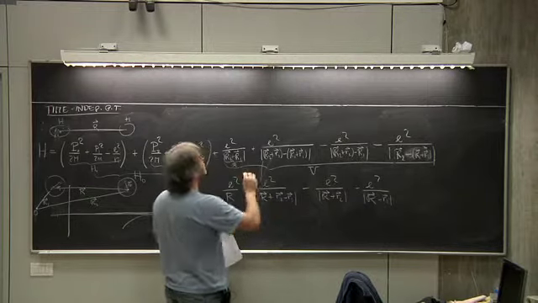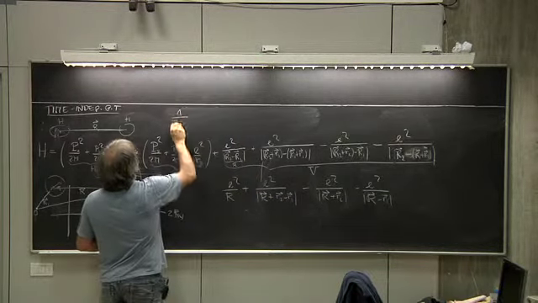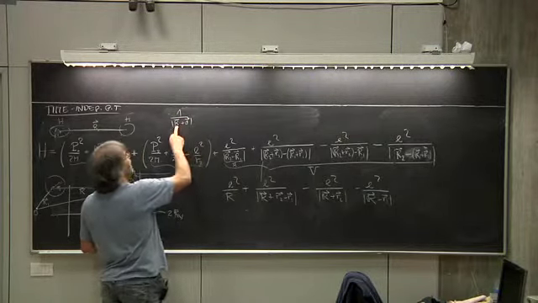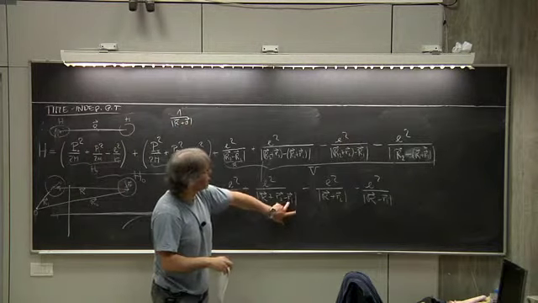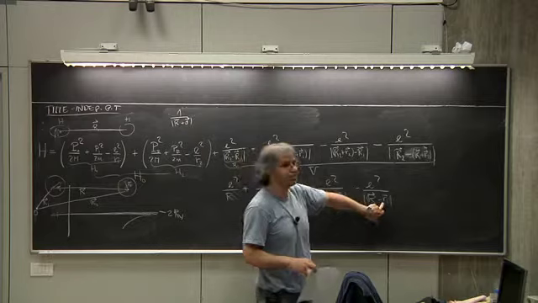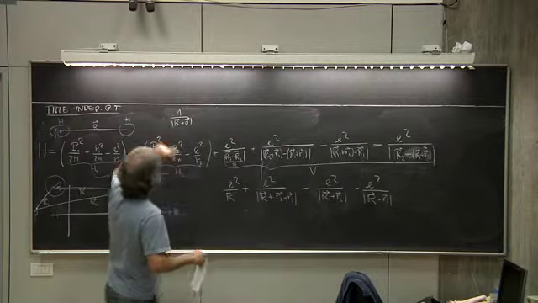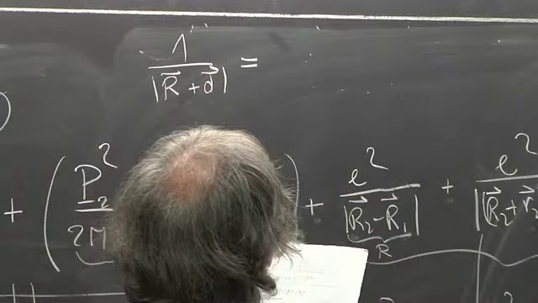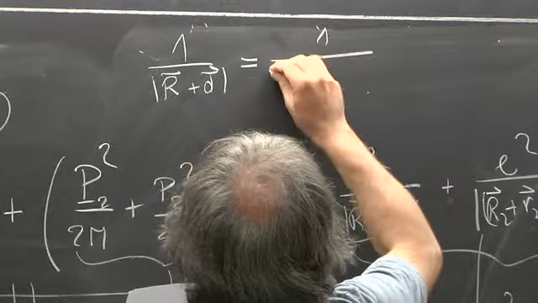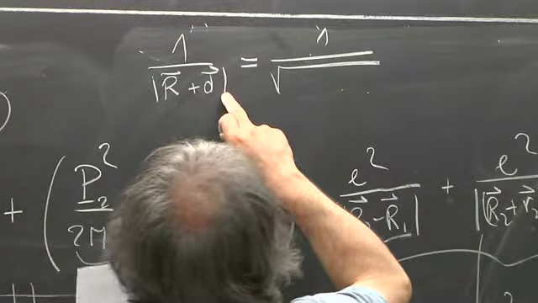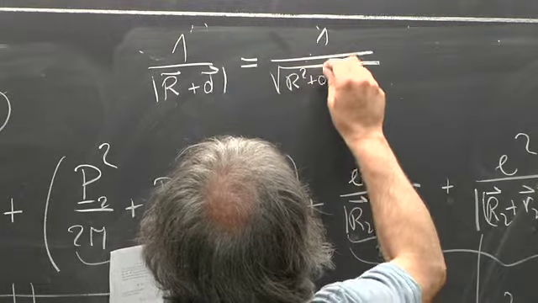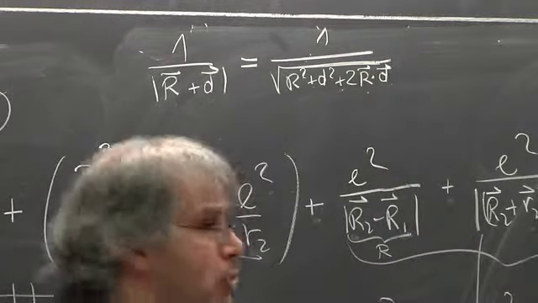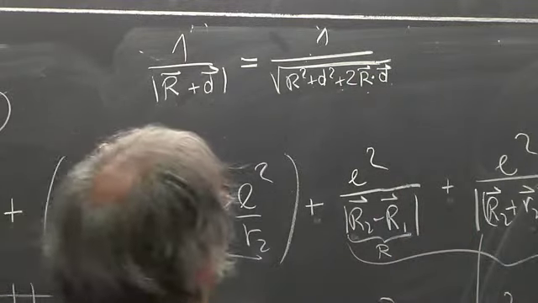In all these 4 things, you do have an object like 1 over R plus D, where D is a vector, which is much smaller than R, okay? You see here D is R2 minus R1, here D is R2, here is minus R1. So let us consider this object in general. How do I expand this? Well, it's simple, right? Because this is 1 over the square root. The norm of this vector is what? R squared plus D squared plus 2R dot D. All right? I'll do the steps one by one so that you follow me.